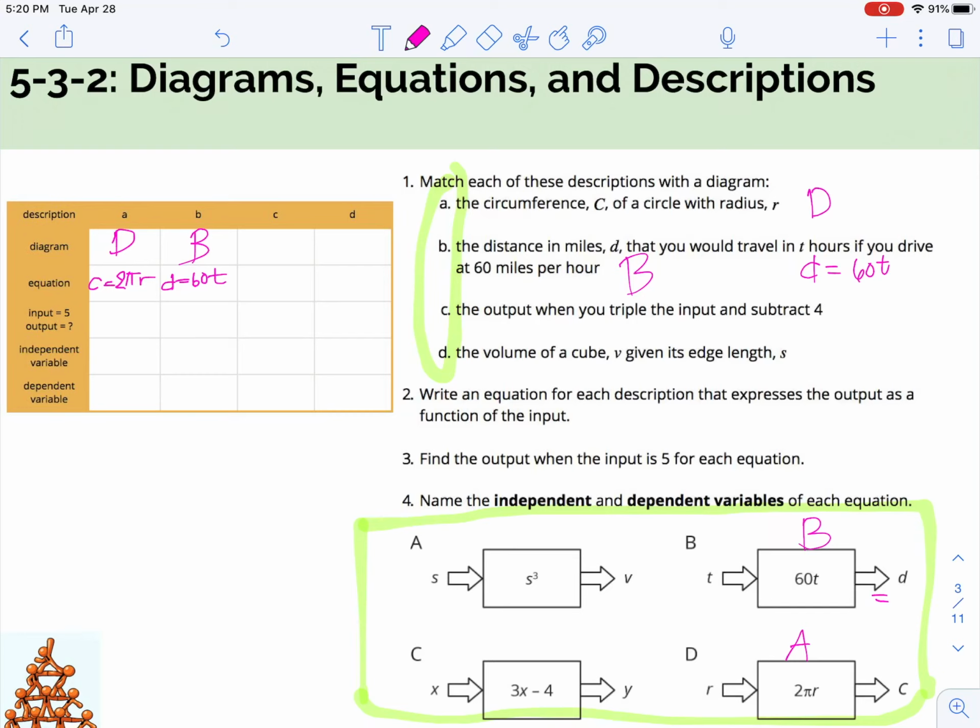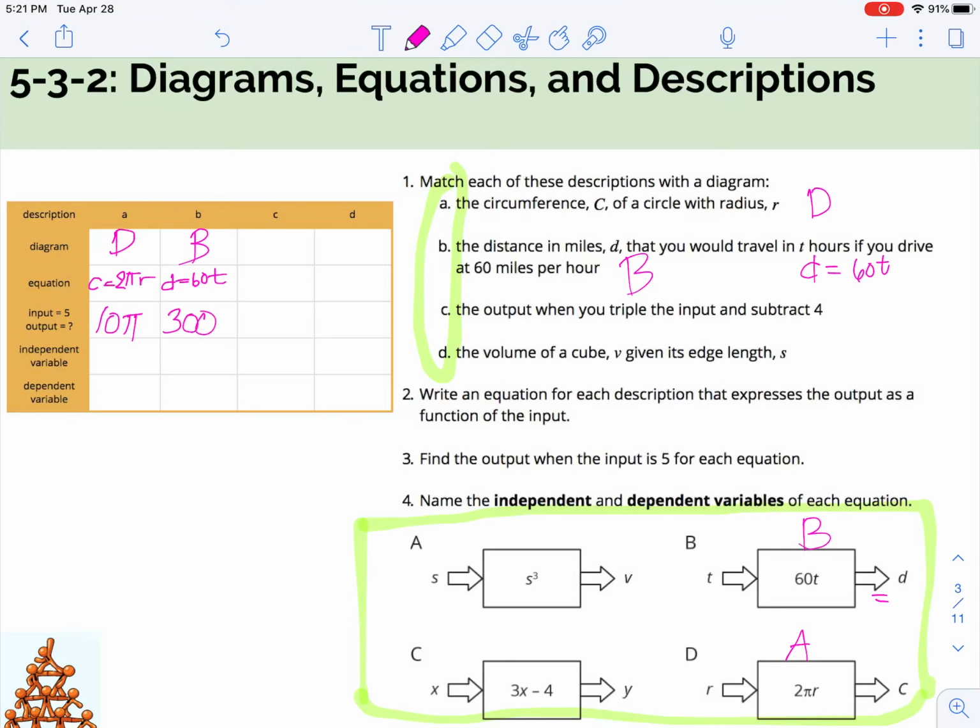And remember, you are doing C and D on your own, so don't leave those blank. It's saying, what if we input 5? What do we get for the output? So if we get an input of 5, 2 times pi times 5 is 10 pi. You don't really need to multiply out 10 pi. I believe you could plug that into a calculator if you needed to. For B, D equals 60 times 5, which is 6 times 5 is 30, so that's 300.